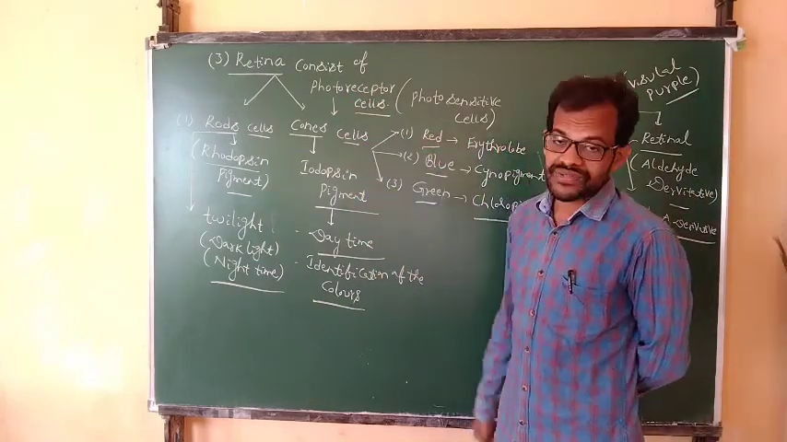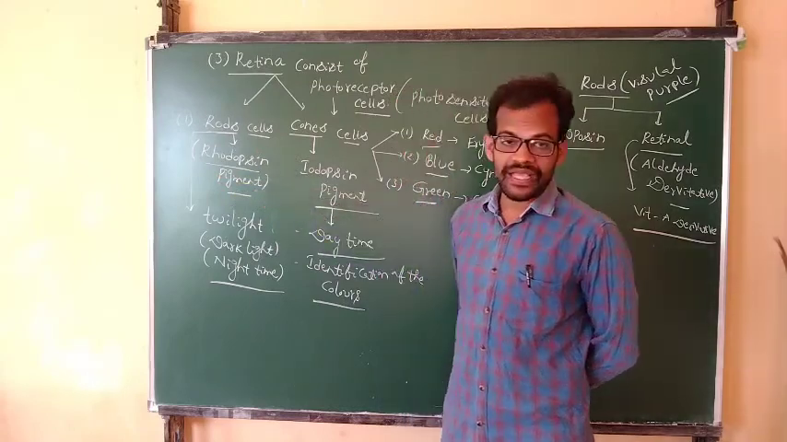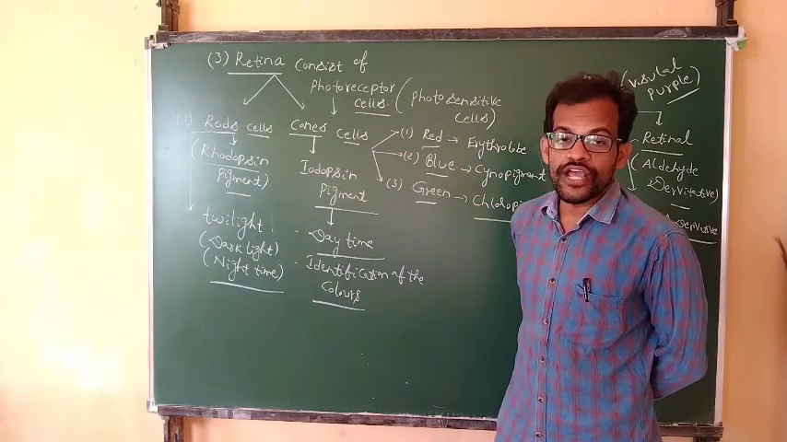This retina consists of photoreceptor cells: rod cells and cone cells. Rod cells contain rhodopsin pigment. Next, cone cells contain iodopsin pigment.